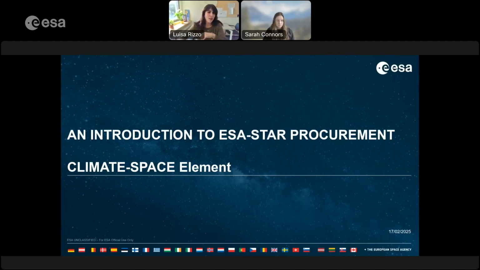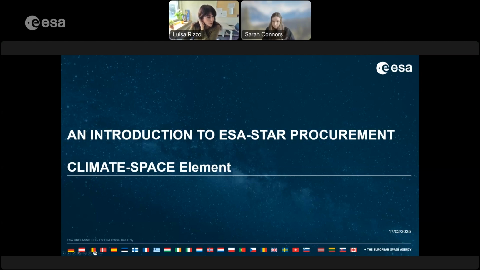So, as we said, welcome to the introduction to ESA Star Procurement. What I would like to clarify first is that this presentation is tailored on the climate space element peculiarities. So some of the elements and information that you will find in this slide presentation are not applicable to all ESA ITTs, but we will go through it and I will tell you when we are addressing something that is specific to this program.